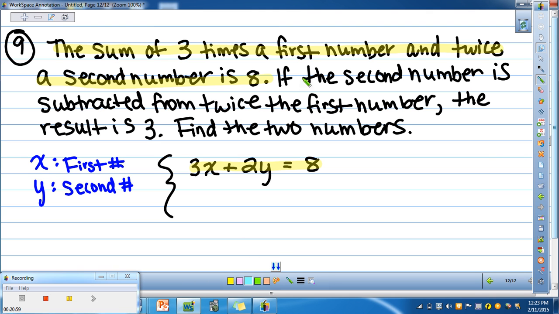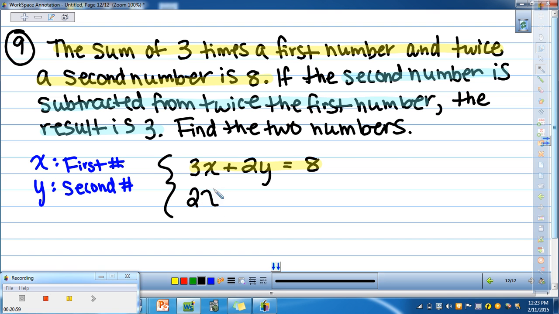Now let's look at the second sentence. If the second number is subtracted from twice the first number, the result is 3. So anytime we have subtraction, we're kind of going to make an opposite statement. So the second number is being subtracted from twice the first number. Let's put twice the first number and then minus the second number. So it's kind of backwards. The second number is subtracted from twice the first number, and the result is 3.